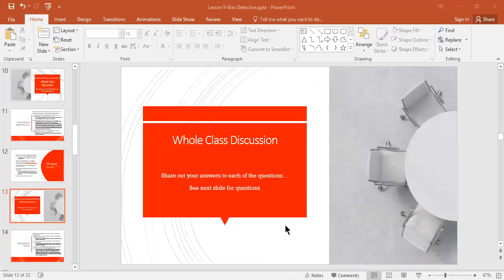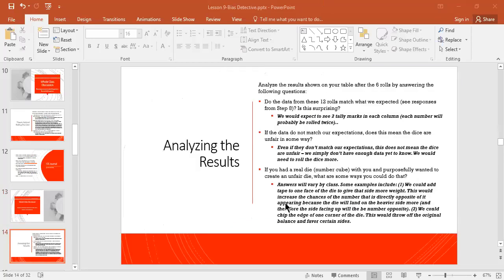So hopefully you guys were able to do your 6 rolls of the 2 dice and you have your 12 tallies. So let's take a look at the following questions here. This is a discussion, so those of you in the chat, please get yourselves ready. Keep in mind, I am keeping track of who is participating and who is not. Okay. So first question. We expected each number to roll twice, right? That was the expected outcome. Does that match what you guys got?